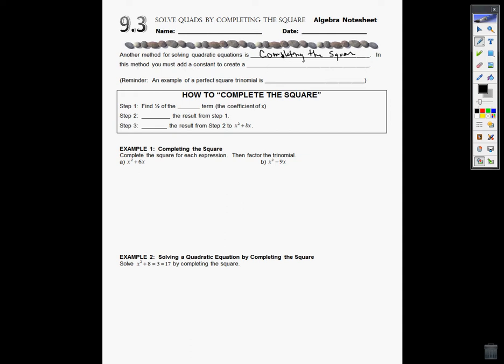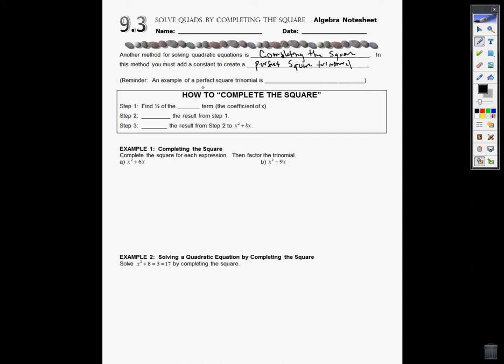In this method, you must add a constant to create what is called a perfect square trinomial. Now, hopefully you've heard that before, because I have said it. A perfect square trinomial is basically the easiest trinomial to factor, and the reason we're going to do that is because it makes it so easy. Basically, if I get to the position where I don't have a greatest common factor, I can't just do some square roots, I can't graph it out easily enough, completing the square is going to make it a lot simpler.